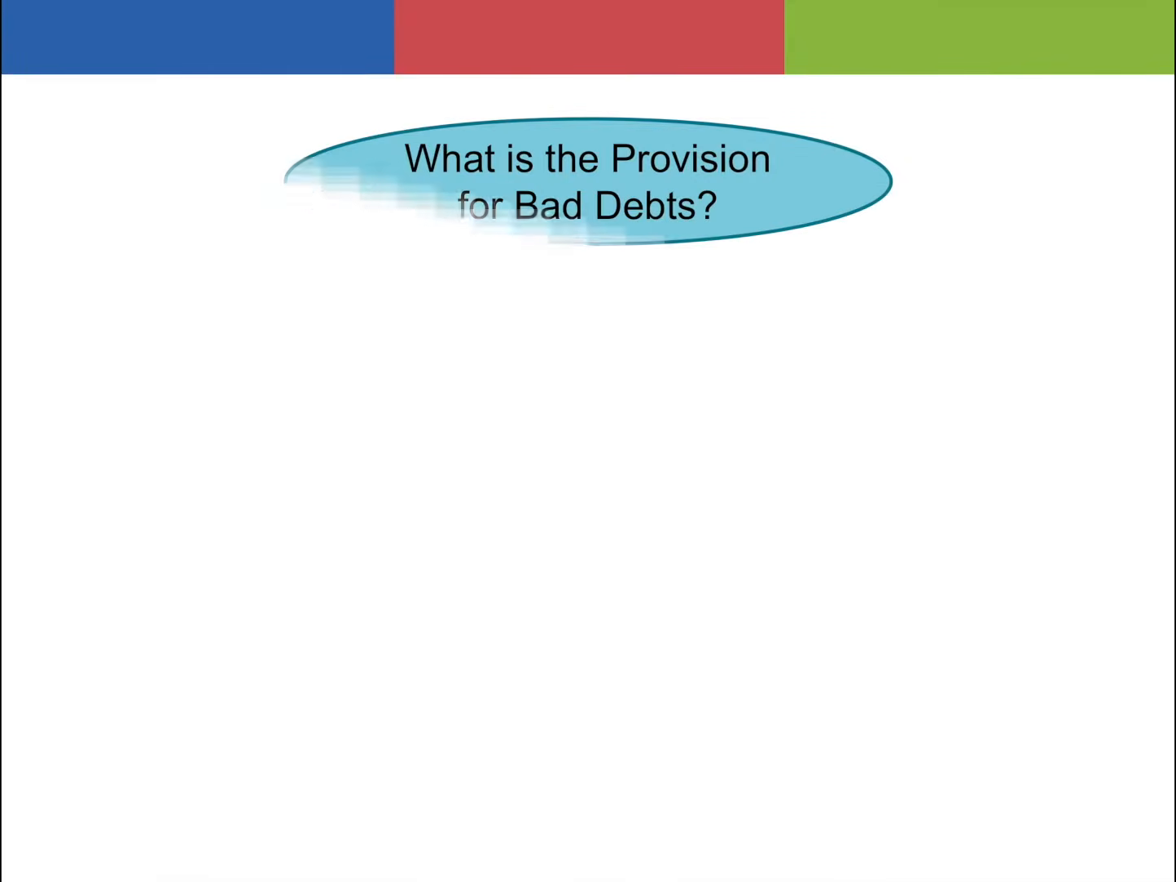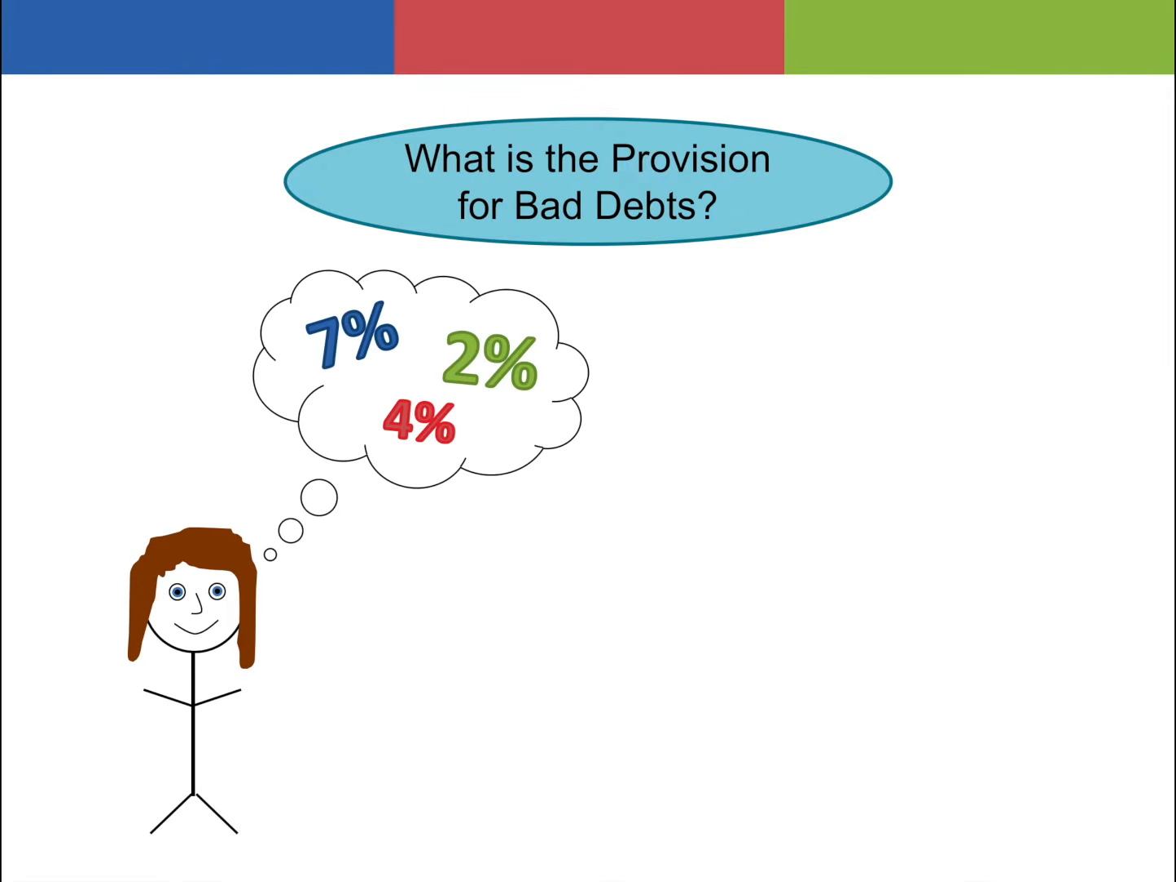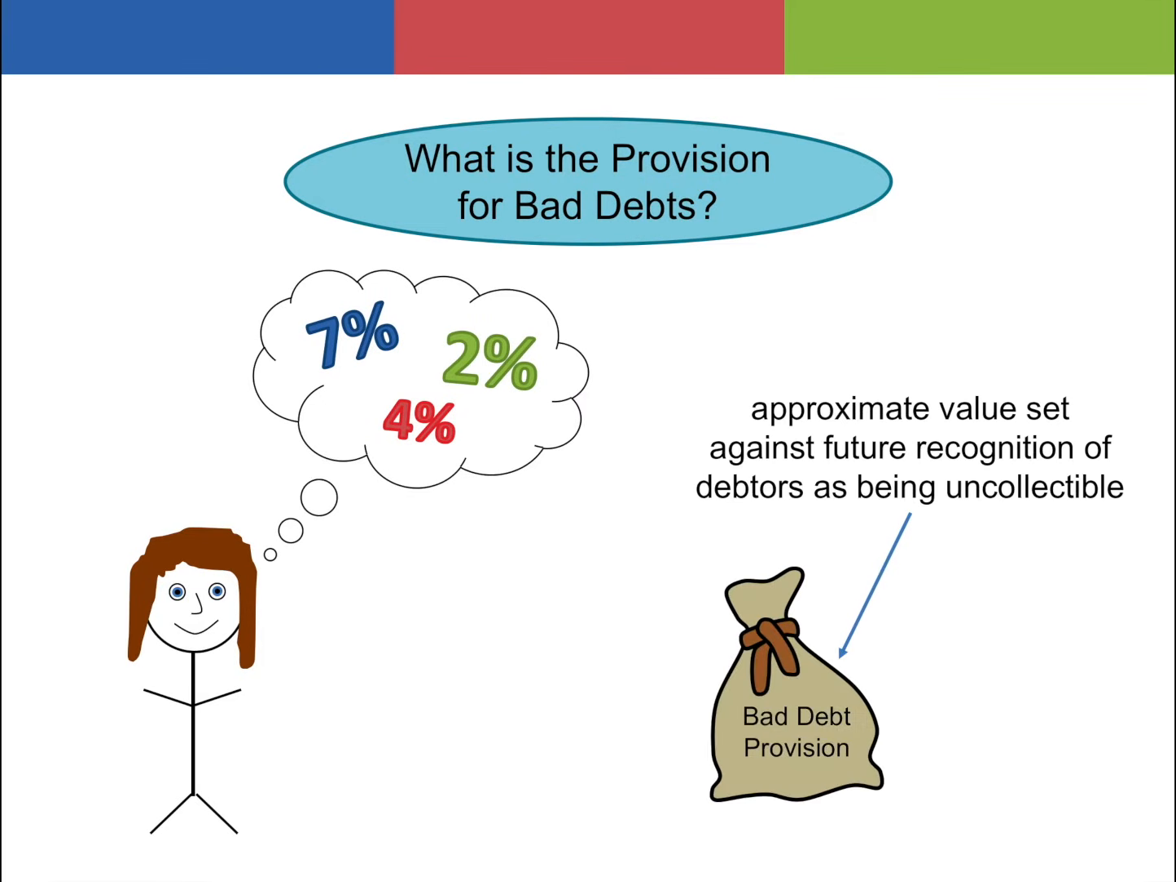Also, in the video on what is a provision for bad debts, we found out that a provision is usually calculated by a business to estimate the debtors that will turn into bad debts. The bad debt provision is an approximate value which is set against the future recognition of debtors as being uncollectible, and this will normally be calculated as a percentage of the total debtors amount. Let's now look at how they are both treated in the accounts.